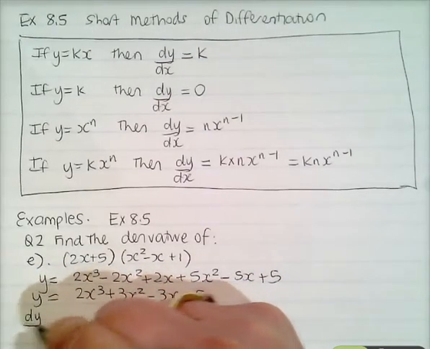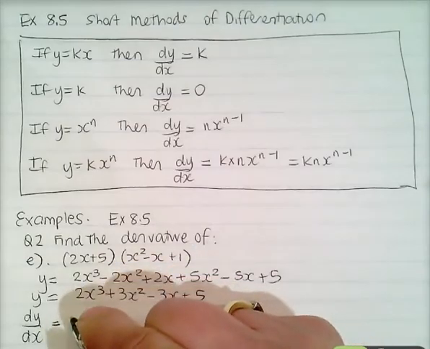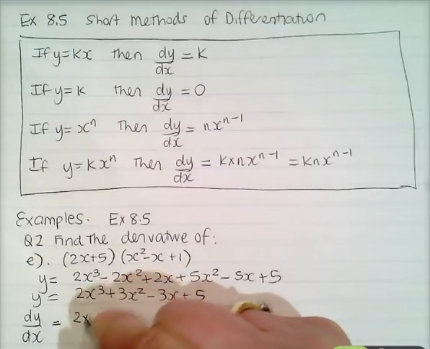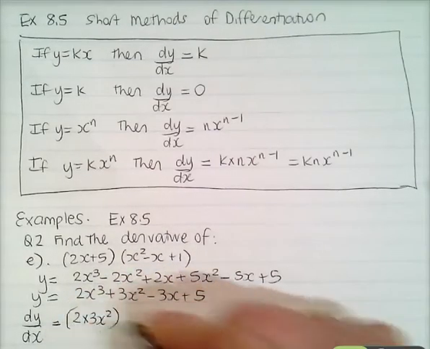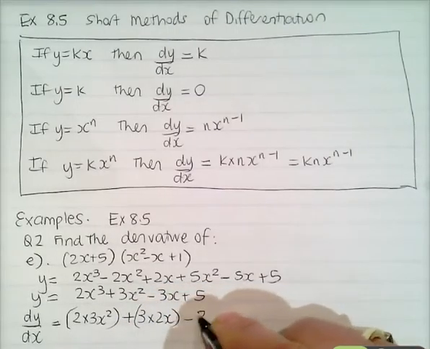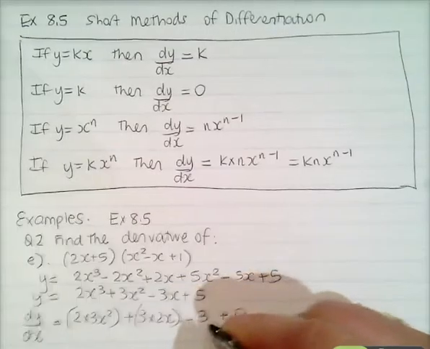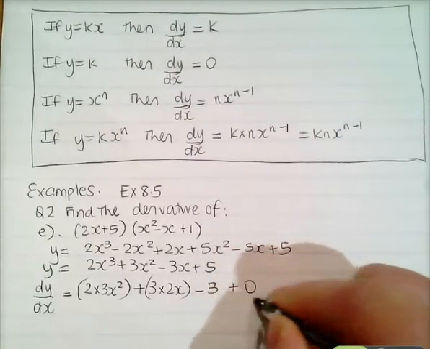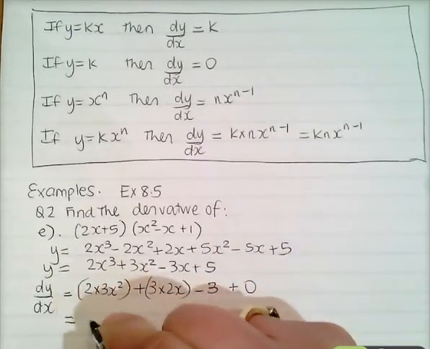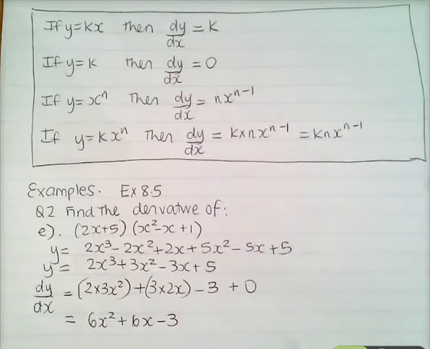So now to find the derivative, we do dy/dx, and we differentiate this. So it's 2 times 3x squared for the first term, plus 3 times 2x is the second term, minus 3. When you differentiate minus 3x, you get minus 3. And when you differentiate 5, you get 0. Therefore, this derivative is 6x squared plus 6x minus 3.